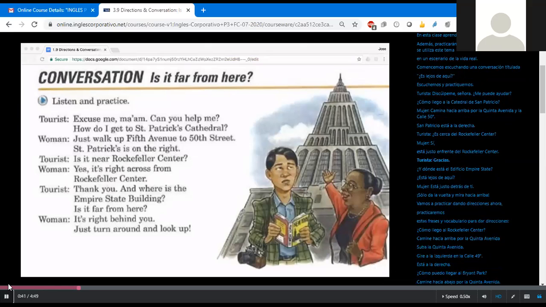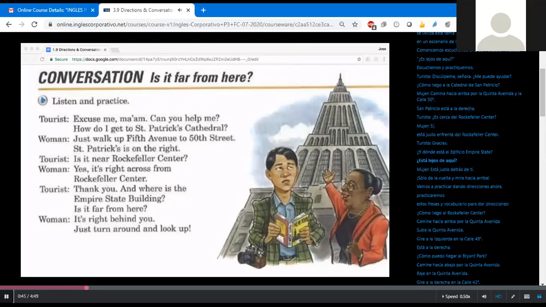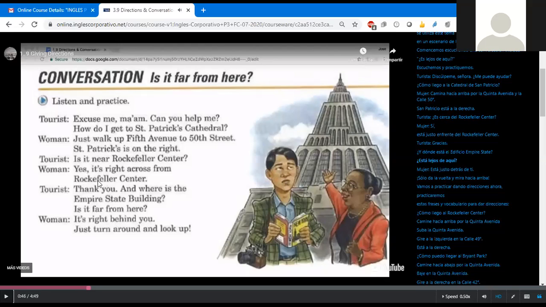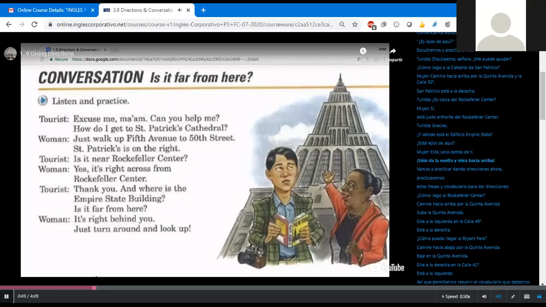Thank you. And where is the Empire State Building? Is it far from here? This is another question. It's right behind you. Just turn around and look up.